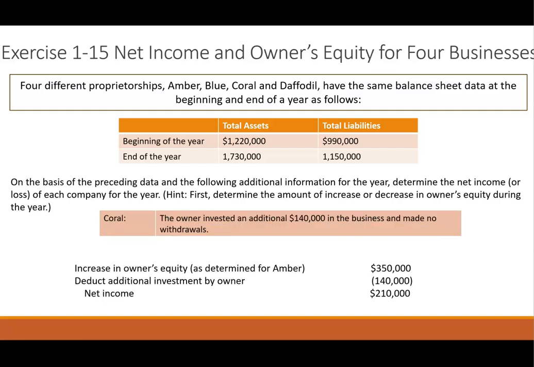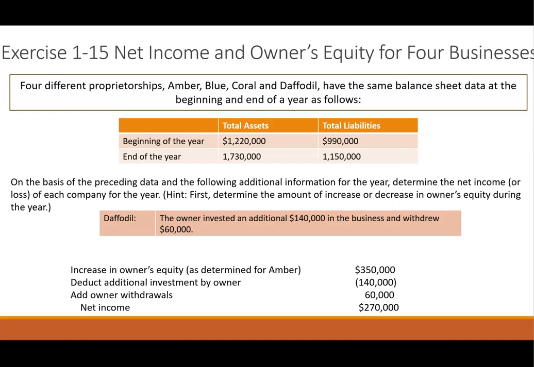$410,000. Here, Coral, the owner invested an additional $140,000 in the business and made no withdrawals. So again, part of the owner's equity showed $140,000 of investment. Therefore, $350,000 minus $140,000 shows the net income for Coral would have been $210,000. And then with Daffodil, it shows the owner invested $140,000 and withdrew $60,000.